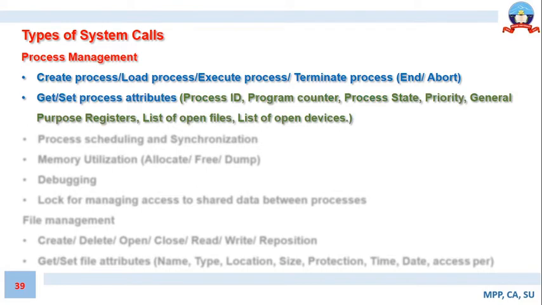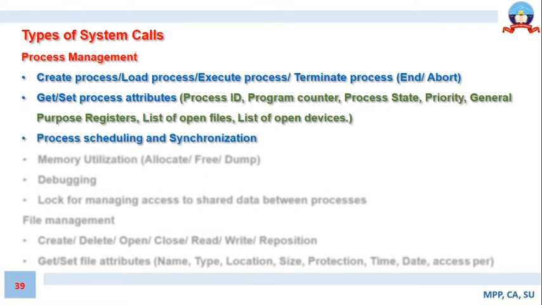Now the next important system call associated with the process is called get and set process attributes. In order to get and set process attributes, we have a system call. Here process attributes basically include process ID, program counter, process state, priority, the general purpose registers, list of open files, and list of open devices. These are the attributes of processes that we can fetch and set.